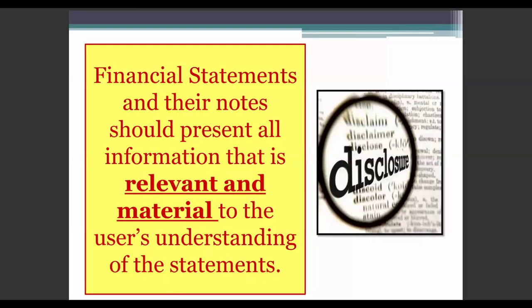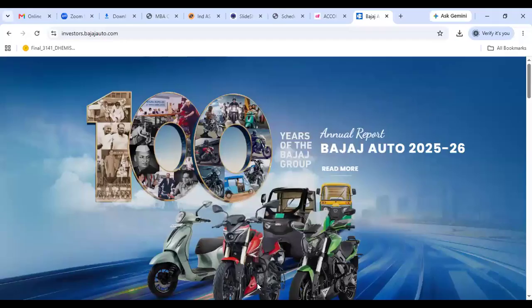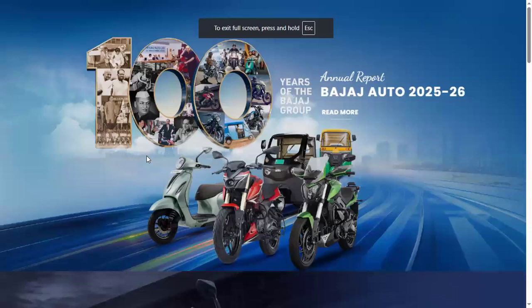So when I'm talking about the disclosures, they are the summary of representing something which is essential. So let me share one report of Bajaj Auto. Now this is a report of Bajaj Auto Limited for 25-26. Let's just blindly scroll it.